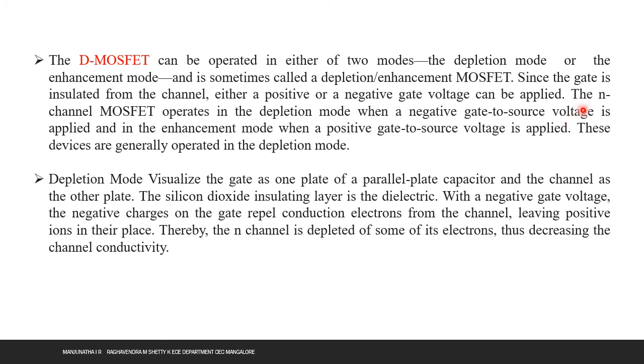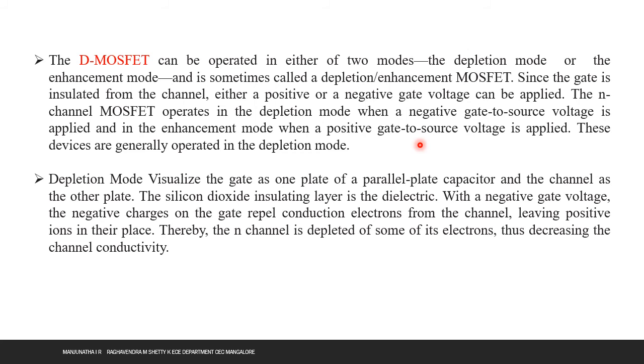I'll read it once again. The n channel MOSFET operates in the depletion mode when the negative gate to source voltage is applied, and in the enhancement mode when the positive gate to source voltage is applied. So when we give two different polarities from the voltage source, it is going to act in two different ways, either as a DMOSFET or an EMOSFET. We'll discuss that in the next slide.